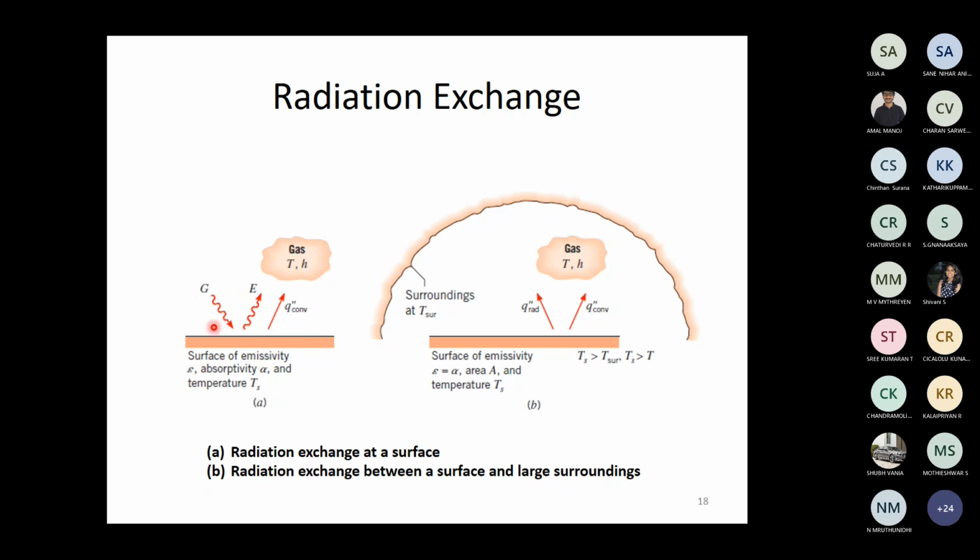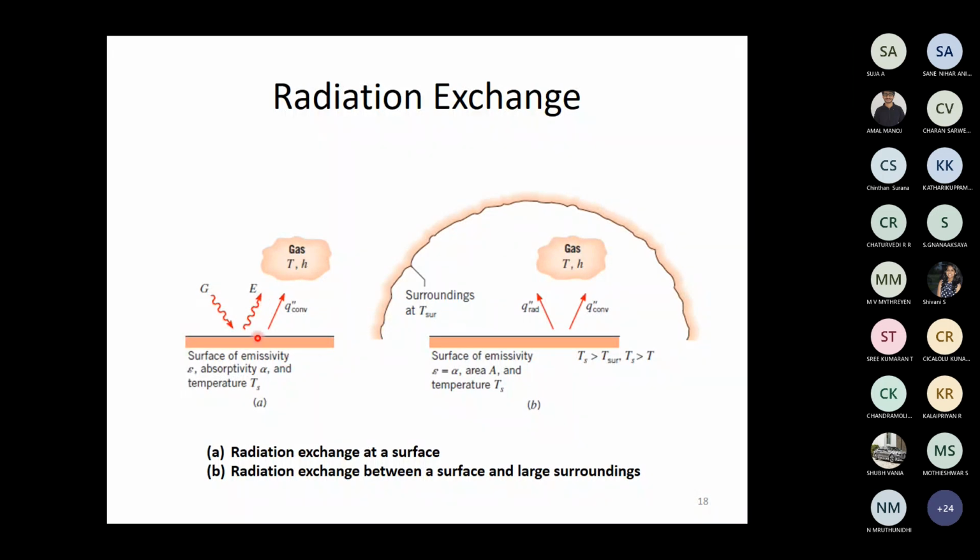Now, whatever radiation is falling on the surface, this G, part of it is absorbed by the surface depending on the absorptivity factor. Part of it is reflected. If this surface is reflective in nature, part of it is reflected, and the remaining is transmitted. The remaining radiation will pass through the surface. All these things we shall see later on.